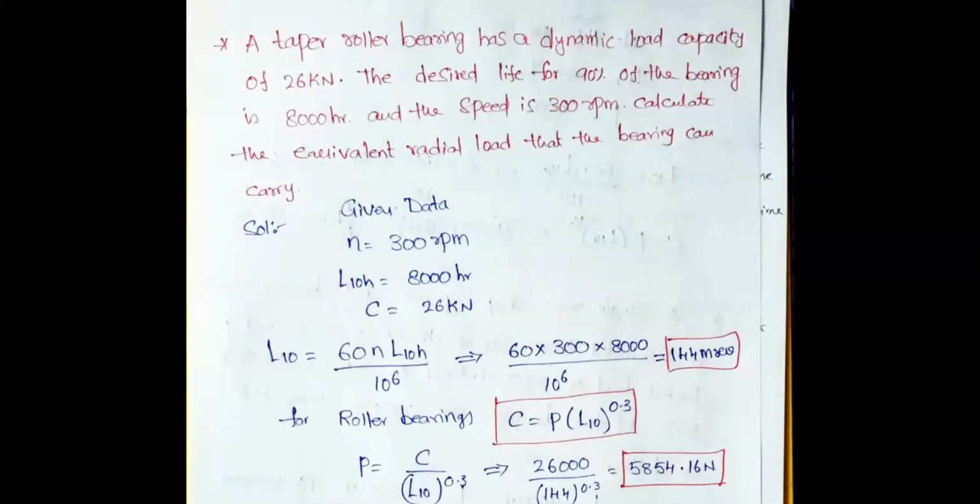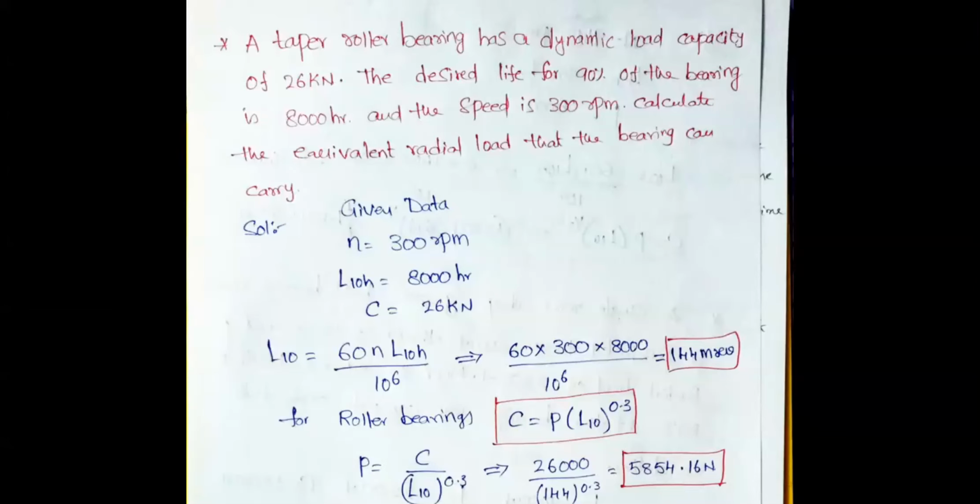So for a ball bearing or roller bearing, you consider the small p value accordingly. Here it is a roller bearing, so p equal to 10 by 3 for a roller bearing, and 3 for a ball bearing. Small p or k, whatever notation you use, no problem, just avoid confusion.